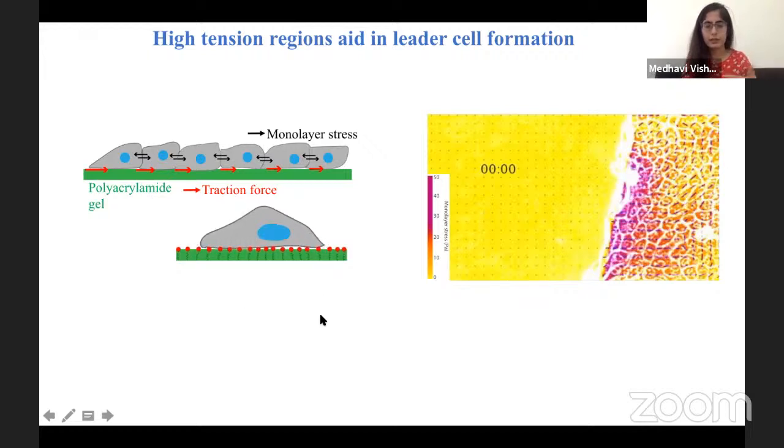And from the force balance algorithm, you can then calculate how much force the cell is exerting on its neighbors, because the forces on the substrate will be balanced by the forces between the cells. So you can calculate the monolayer stress.